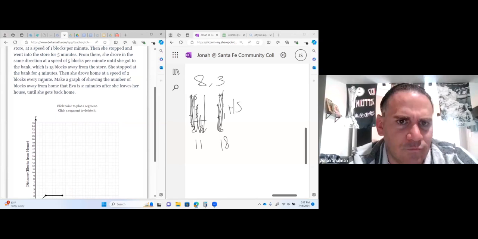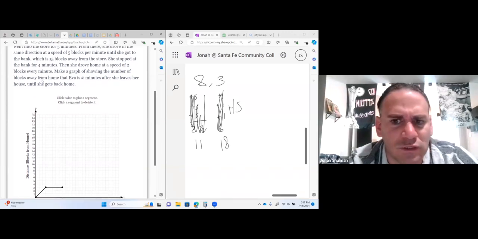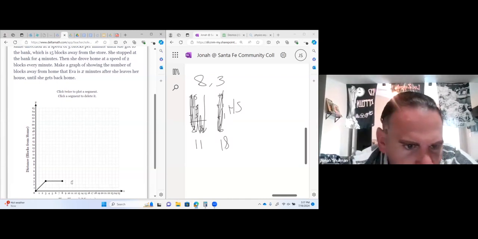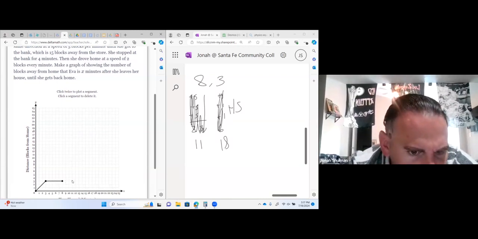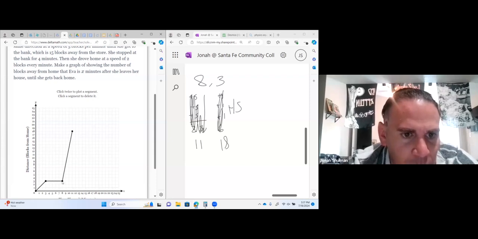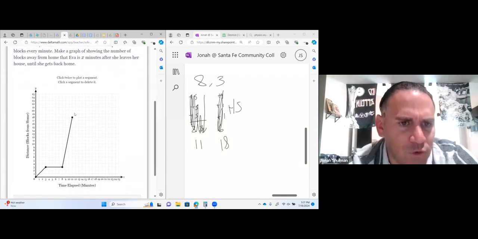Right? Until she got to the bank that was 15 blocks away. And there she drove at a speed of 5 blocks per minute until she got to the bank that's 5 blocks away. Because 15 divided by 5 is 3. That's why we're only going in 3 minutes. 11. And I gotta go all the way up to 18. Or I can just count. 1, 2, 3, 4, 5, 6, 7, 8, 9, 10, 11, 12, 13, 14, 15. Boom. You stopped at the bank for 4 minutes.